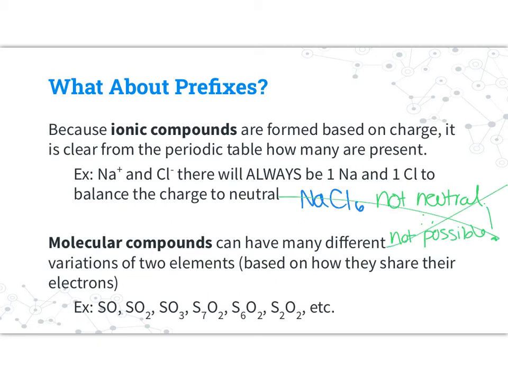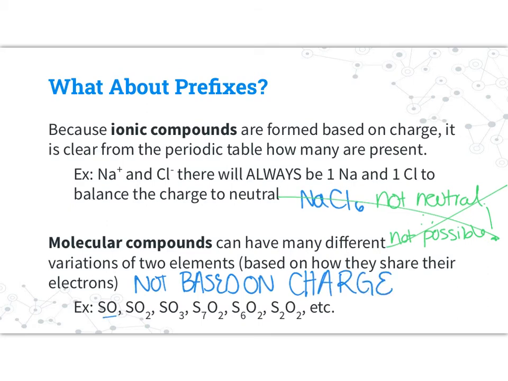Okay, so I know from the periodic table and the charges how many of each compound or element is going to be there. However, molecular compounds, it's not based on charge. Like for instance here, I've got SO, sulfur and oxygen. Sulfur has a charge of 2 negative, oxygen has a charge of 2 negative. If it were based on charge, negatives don't attract one another. They repel one another. Kind of like magnets. North pole and north pole on a magnet do not attract one another. So the molecular compounds do not come together based on charge.